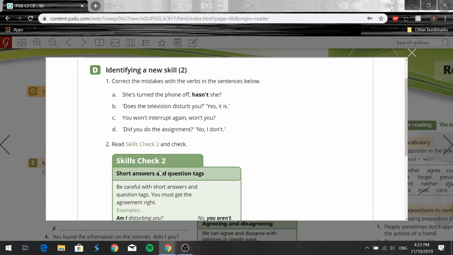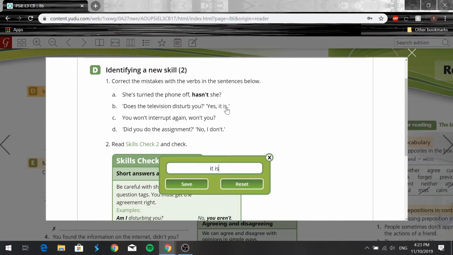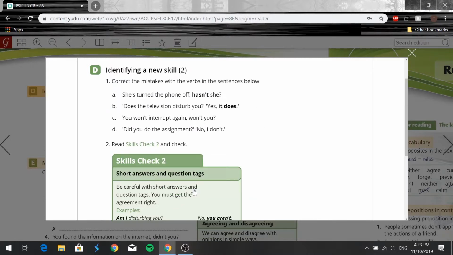B, does the television disturb you? Yes, it is. Is wrong here. We're going to use the word does. Okay? Yes, it does. Does here means annoys me. Why did I choose does? Because the auxiliary is always repeated in short answers.